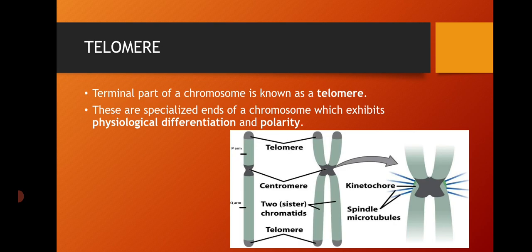The next part is the telomere. The terminal part of a chromosome is known as the telomere. These are specialized ends of the chromosome which exhibit a physiological differentiation and polarity. Telomeres are polar, which prevents the fusion of chromosome segments.